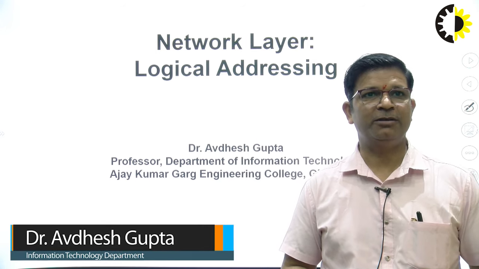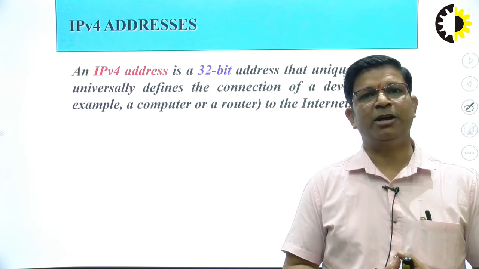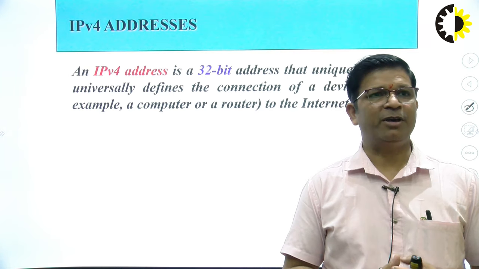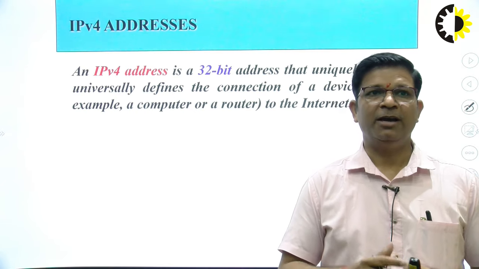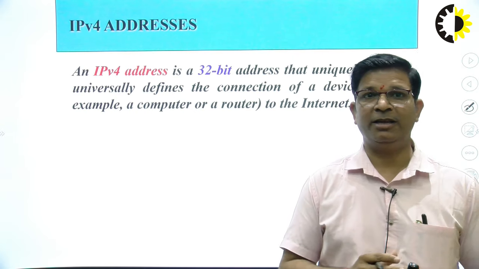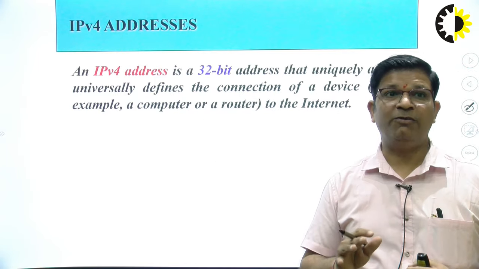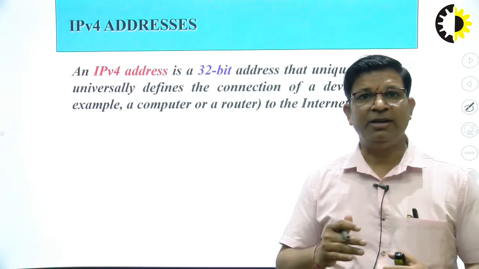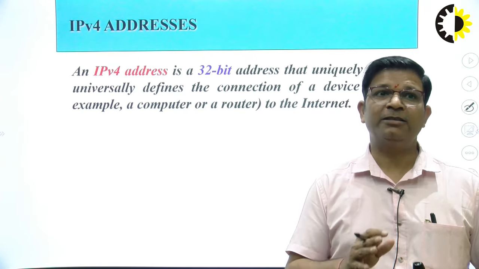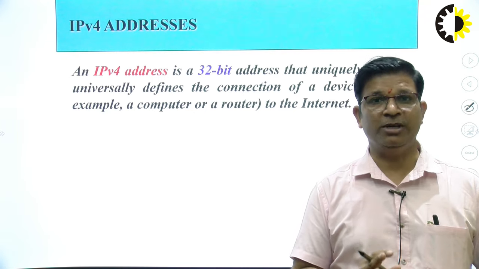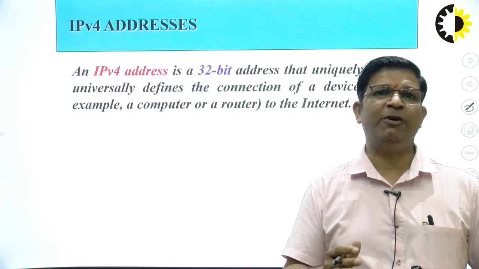So, let us start the topic: IPv4 addresses. If we talk about logical addresses or IP addresses, there are two types, IPv4 and IPv6. First we will discuss IPv4 addresses. An IPv4 address is a 32-bit address that is uniquely identifiable and universally defines the connection of a device. If a computer in a network, an internetwork, or any type of network has an address, it is a 32-bit IP address and it should be unique. No two IP addresses will be duplicate or can be found on any other network.